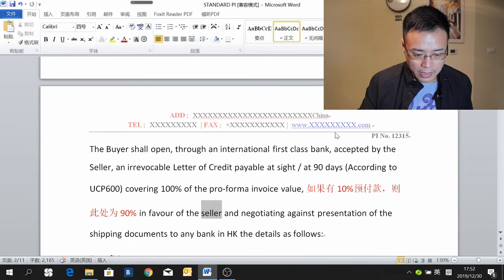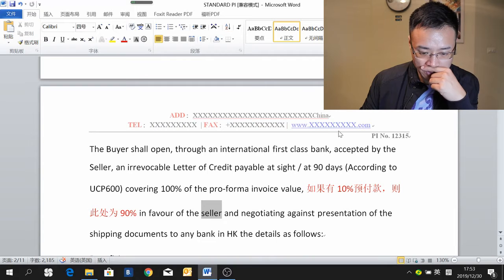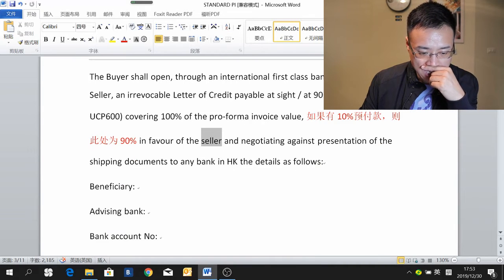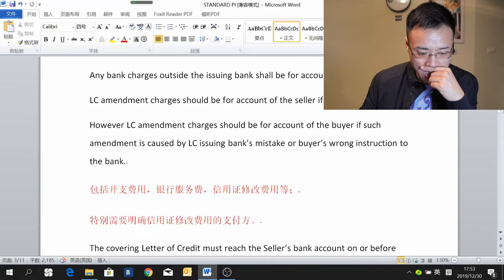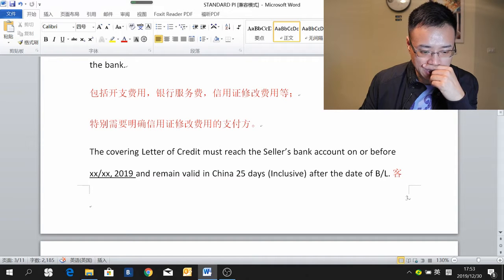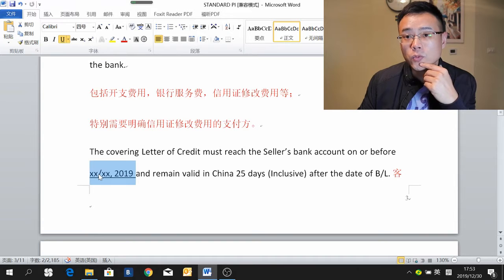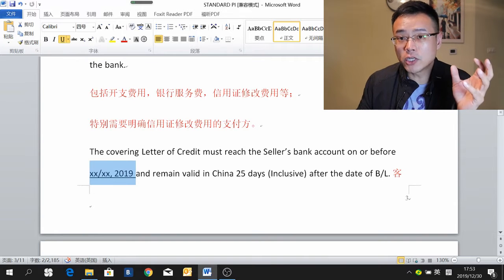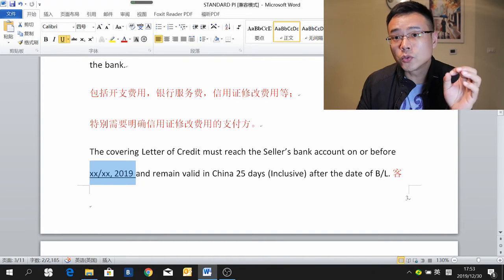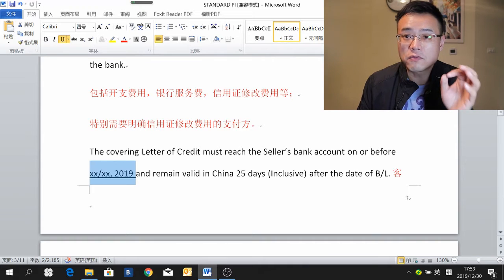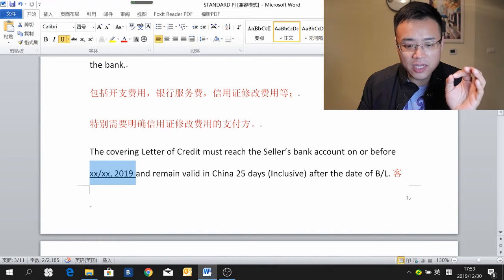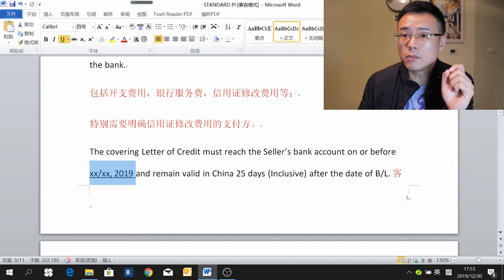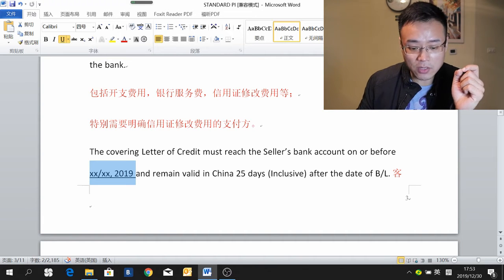But where's the LC issue date? It must be somewhere. Here. Yes, here. Account on or before this particular date. Or you can also mention LC must be issued within 3 or 5 working days from the date both parties sign the pro forma invoice. This is another way to mention it.